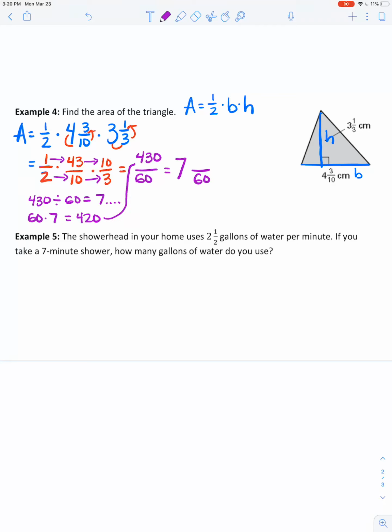So how do you get from 420 to 430? That's a difference of 10. So it's 7 and 10 over 60. Both 10 and 60 end in a 0. That's telling me that they're divisible by the number 10. Okay, so this would be the same thing as saying 7 and 1 over 6. Now this is a word problem, so I need my unit. My unit here is centimeters, and area means I need my unit to be squared, so it's going to be centimeters squared for my answer.